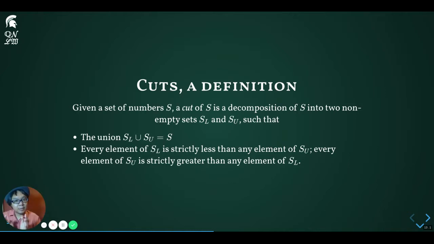Given a set of numbers S, a cut is a decomposition of S into two subsets SL and SU, satisfying two properties. First, the union of SL and SU account for all the points. Their union equals S. Second, every element in SL is strictly less than any element of SU, and every element of SU is strictly bigger than any element of SL. In other words, SL is to the left of SU on the number line. Here, the subscripts U stand for upper and L stand for lower.